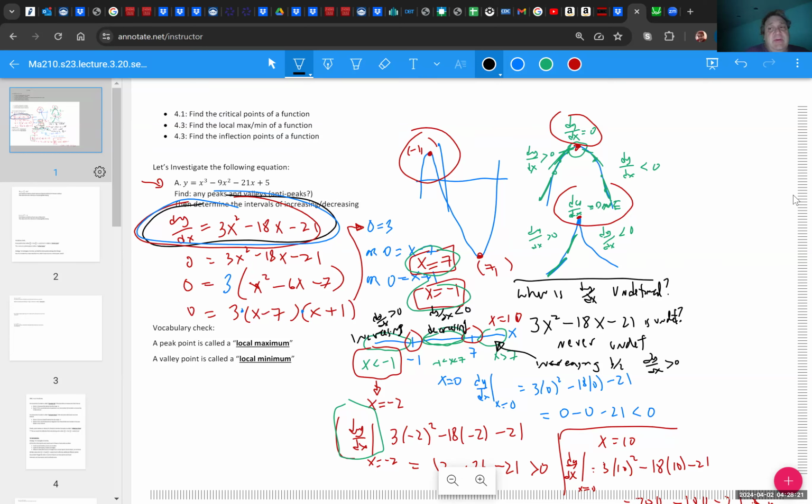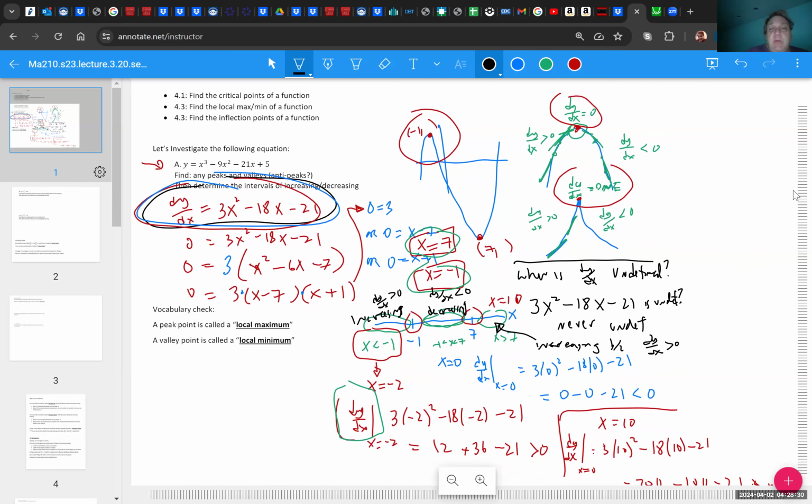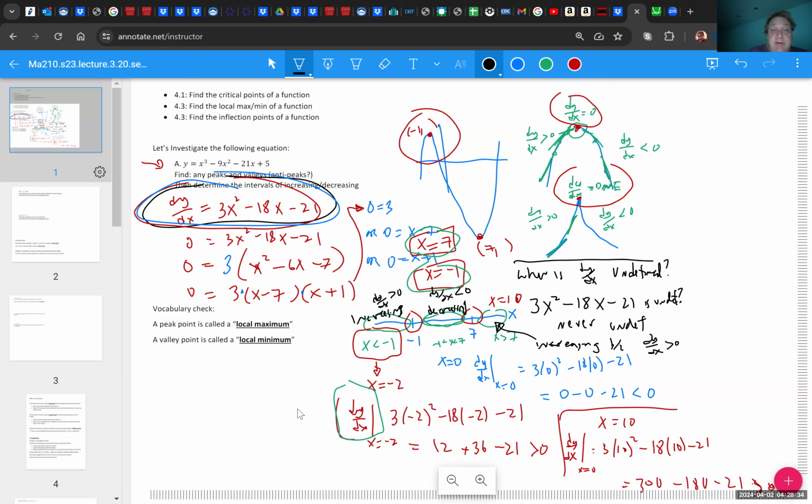We'll get a little bit more into identifying or classifying local mins and local maxes without actually having to rely on a lot of calculation. But we're going to take one step at a time, and I just want to make sure you get the idea of that straight away. So a little vocabulary check here.